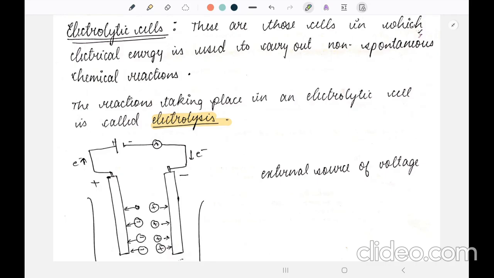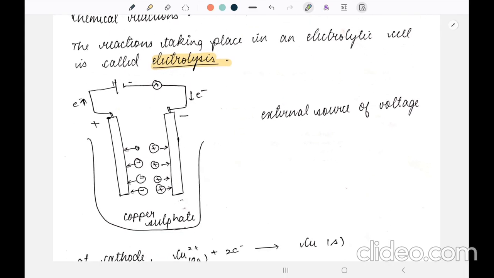Electrolysis involves the chemical decomposition of the electrolyte by the passage of electricity through its molten or ionized state. In an electrolytic cell, we have an external source of voltage which is used to bring about the chemical reaction. One of the simplest electrolytic cells consists of two copper strips acting as anode and cathode, which are dipped in an aqueous solution of copper sulfate. The diagrammatic representation is as follows.